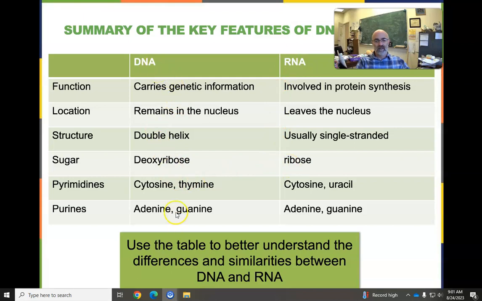In the pyrimidines, thymine is replaced by uracil in RNA. In the purines, they're the same in both DNA and RNA. They're the G and the A. Okay, so just know those differences.